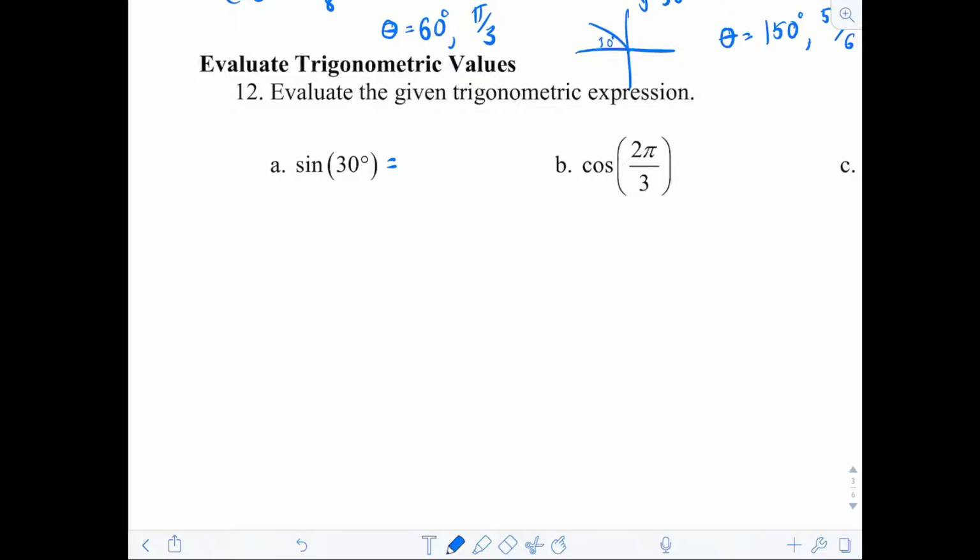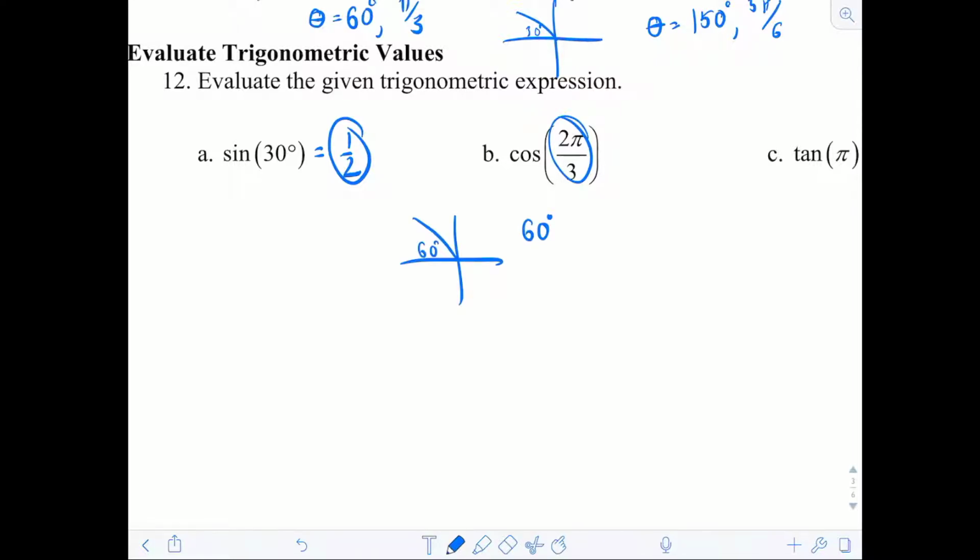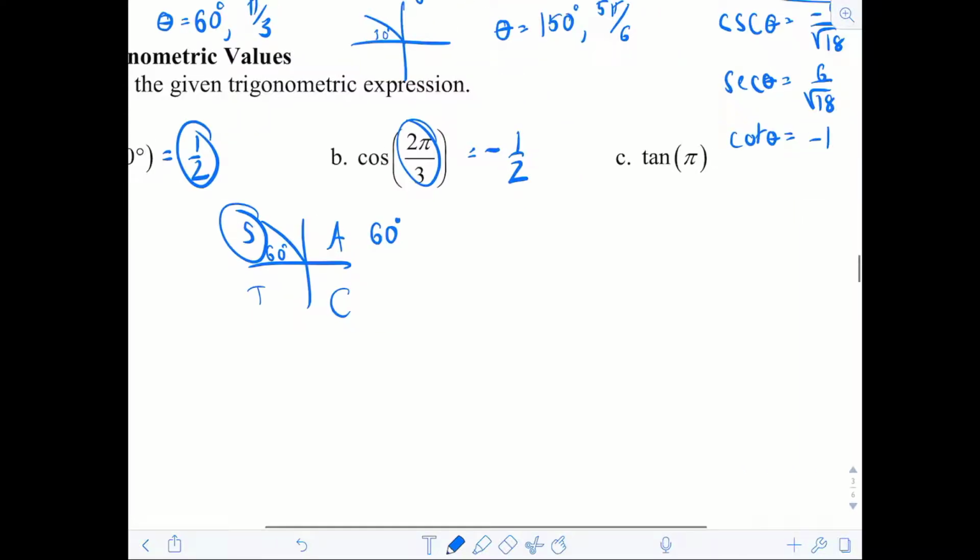So sine of 30 is going to be 1/2. Pretty straightforward because it's also in the first quadrant. 2 pi over 3 is really saying 60 degrees, also in the second quadrant, 60 degrees. So cosine is actually going to be 1/2, but since all students take calc, it's in the second quadrant, it's going to be negative for cosine.